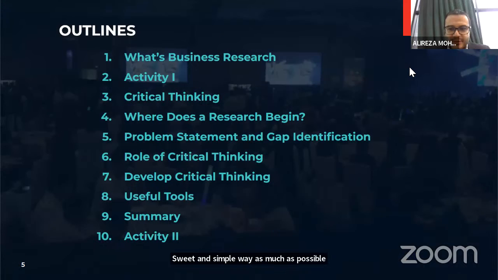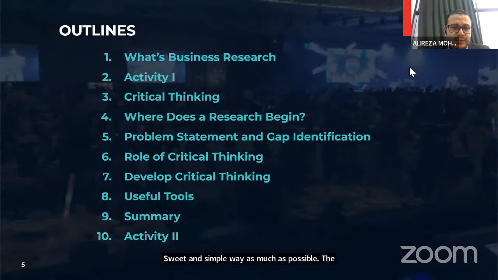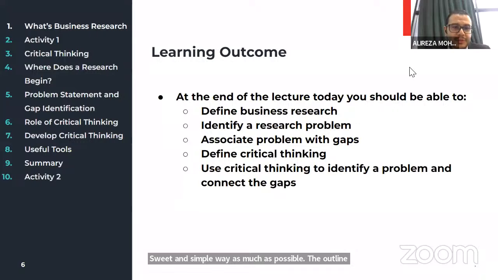The outline for the talk today is going through what business research is. We will have an activity where there's a question to discuss related to the topic of the session. Critical thinking, where does research begin? Problem statement and gap identification. Role of critical thinking, developing critical thinking skills. I will introduce some useful tools, a quick recap and summary of the day. And if we have more time, we will go through another activity, activity 2.